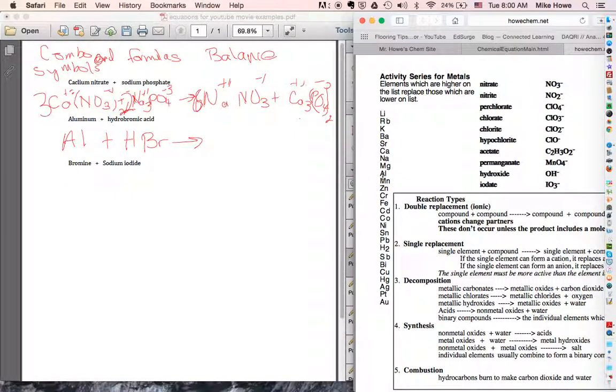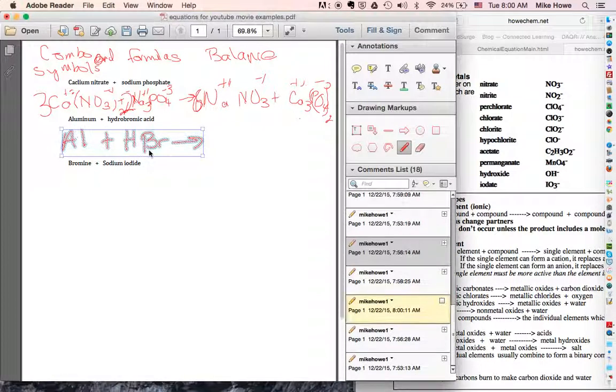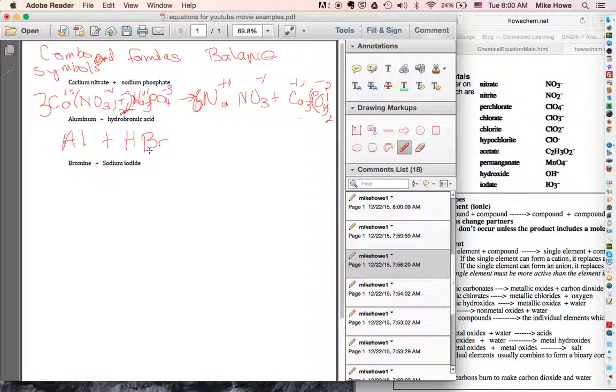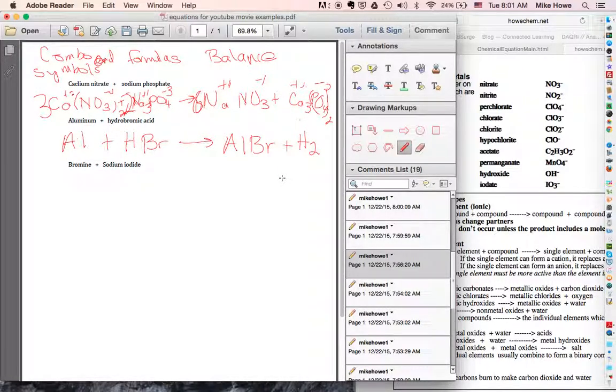You'll notice that aluminum is higher on this list than hydrogen. Hydrogen's down here. So what that means is, if this was the other way around, if it was hydrogen by itself and aluminum bromide, there would not be a reaction. But since aluminum is higher than hydrogen, it will replace the hydrogen. So we have aluminum with bromine where the hydrogen was replaced, and the hydrogen is pushed out by itself. Remember that hydrogen is part of Brinclhof, so it has to be diatomic.